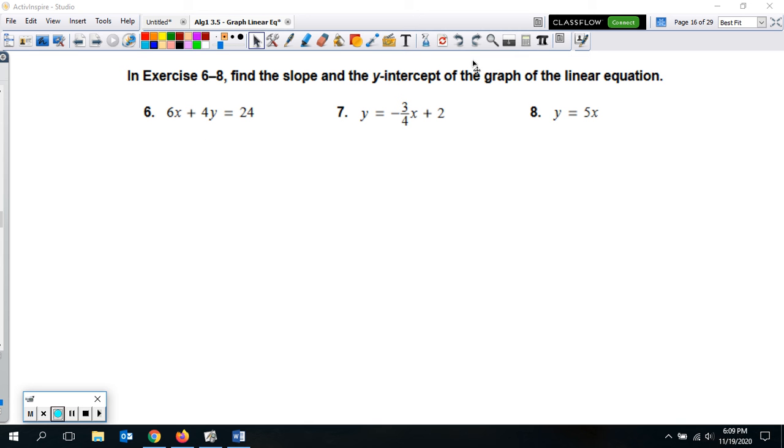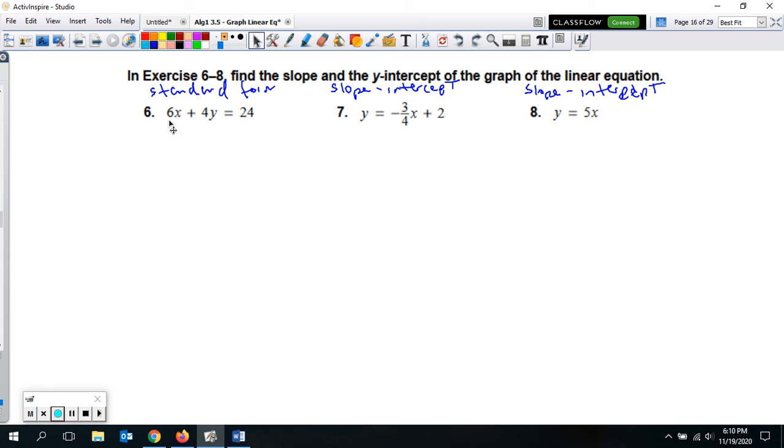Now number 6 here is not in slope-intercept form: 6x plus 4y equals 24. That's in standard form, like we saw in the last lesson. So on this one, we're going to want to change that form into slope-intercept form, and I'll show you how to do that in a minute. Number 7, you can see y equals negative 3/4 x plus 2. That is y equals mx plus b form. That's slope-intercept form. This one, y equals 5x, is still slope-intercept form even though you don't have a b number, because it says y equals.